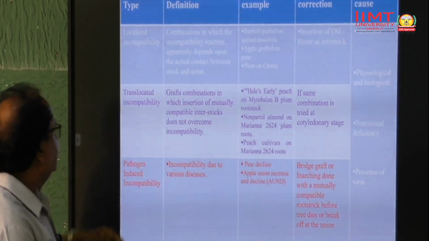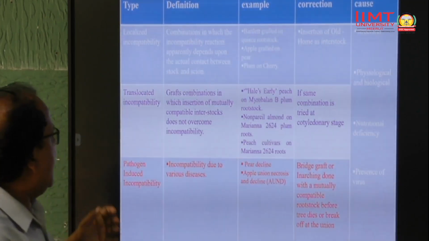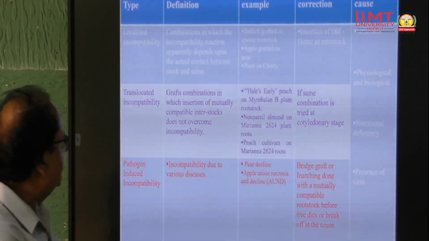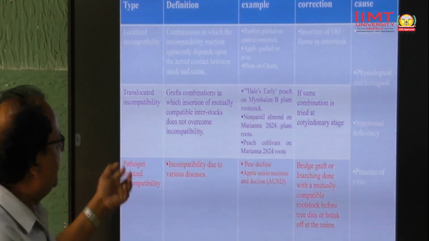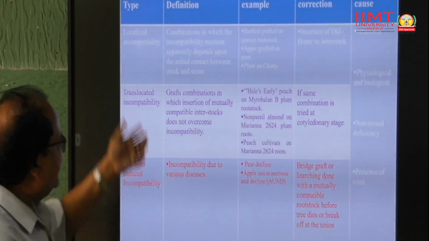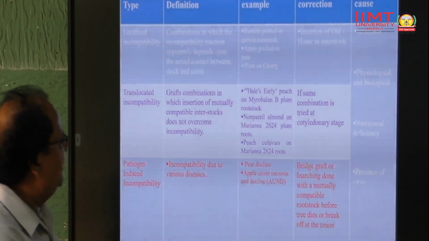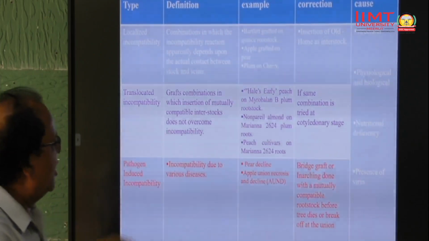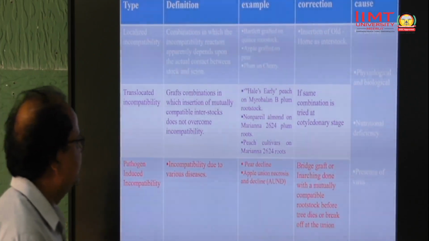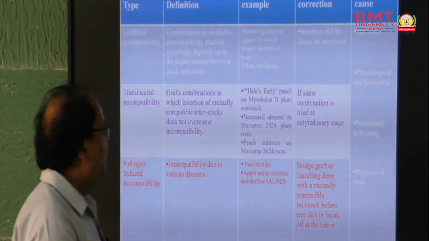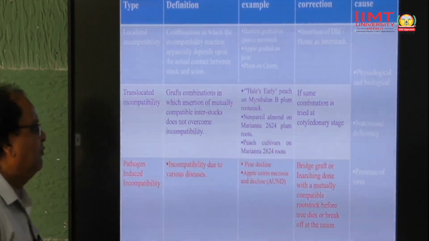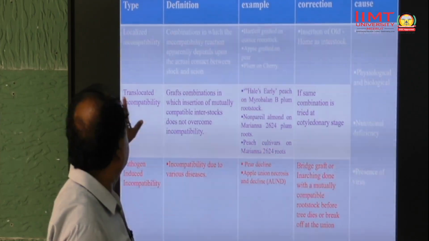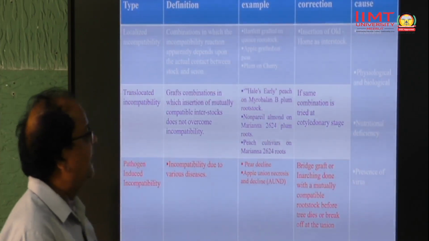In the case of translocated incompatibility, it is a graft combination in which insertion of a mutually compatible interstock does not overcome the incompatibility. Examples are Hale's Early peach on Myrobalan B plum rootstock, or Nonpareil almond on Marianna 2624 plum rootstock, or peach cultivars on Marianna 2624 rootstock. That is the translocated incompatibility.